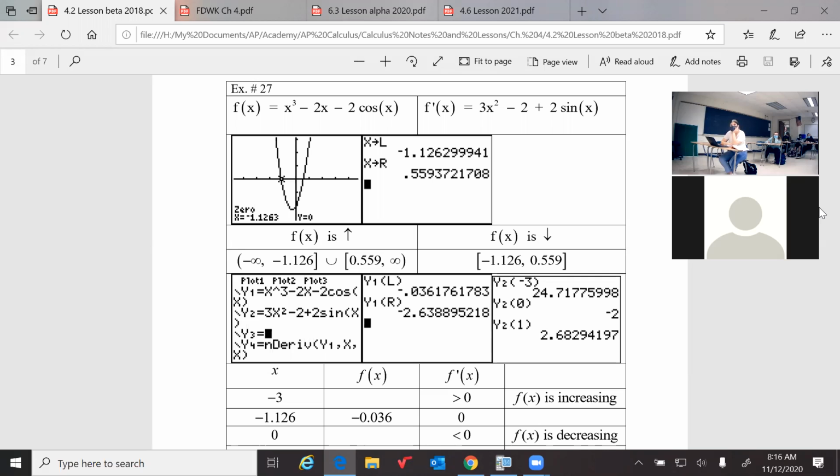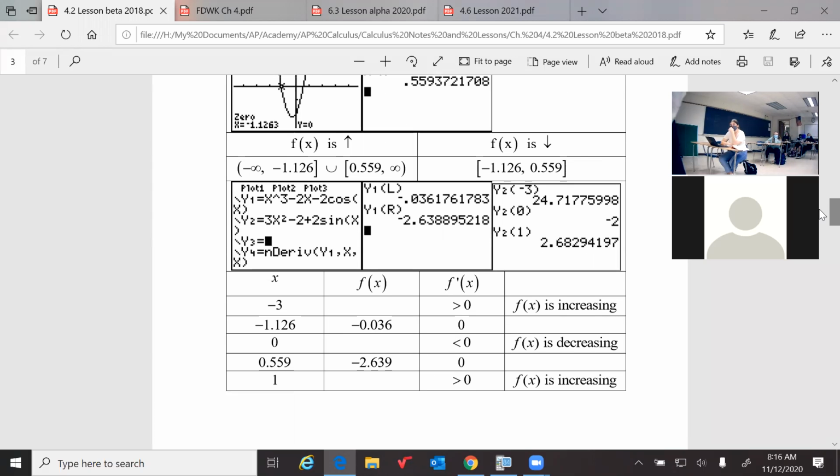So your table looks like this. Your H chart, here are the two zeros. These values make the derivative 0. I went to the left of that, in between, to the right of it. There's a sign change there. You can see from the picture the derivative.